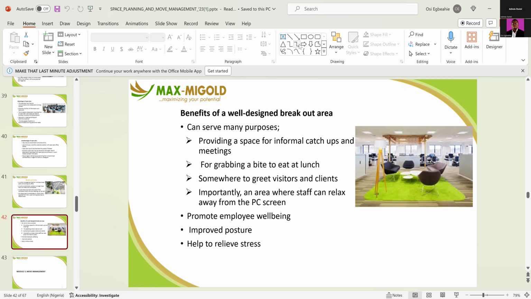Importantly, it is an area where staff can relax away from their PC screen. It also promotes employee wellness, improves posture, and helps to relieve stress.